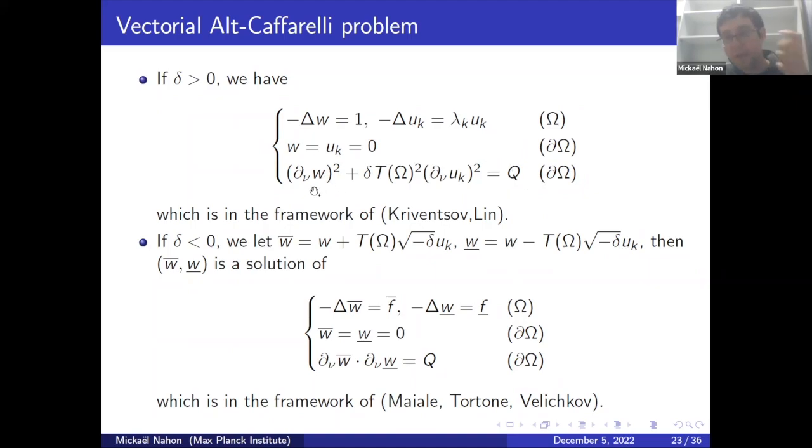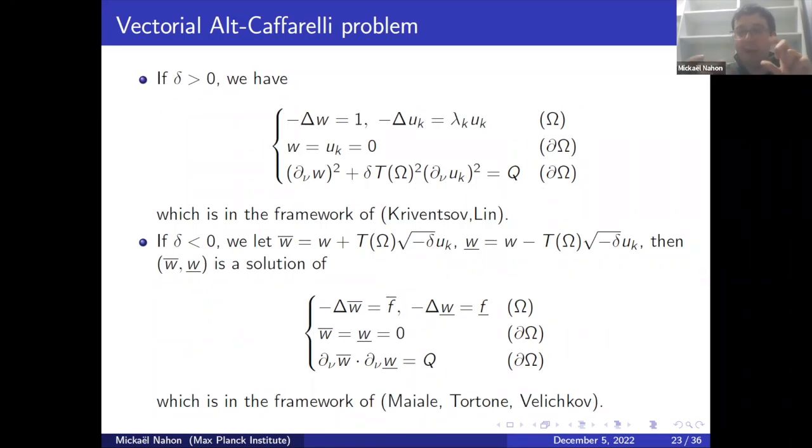They can prove that if you have a minimizer of this that is flat enough, that is between two hyperplanes, then it's actually a smooth function. The boundary of omega is given by the graph of a smooth function. For delta negative, something has actually been done, which is much more recent. It's by Mickaël Nahon and Velichkov from 2021, I think.